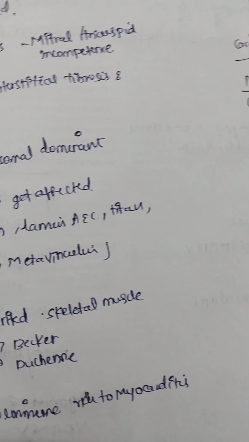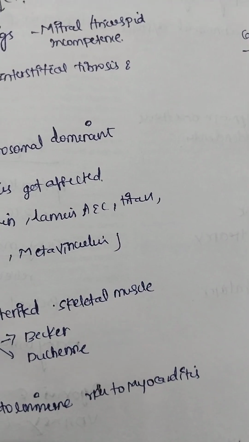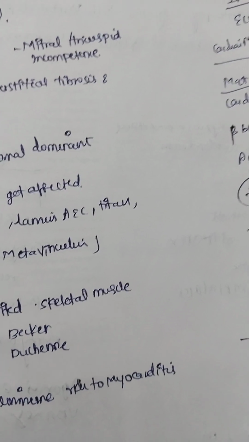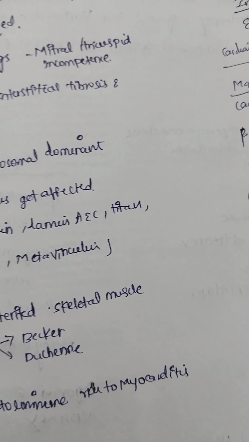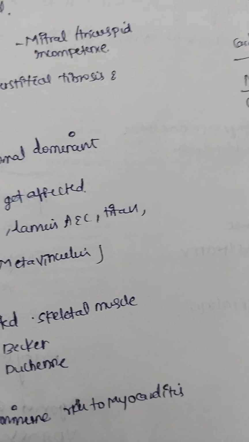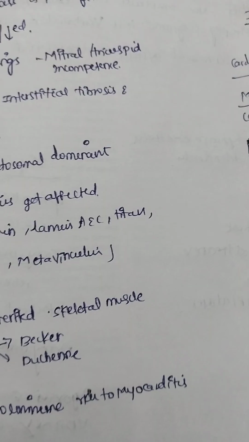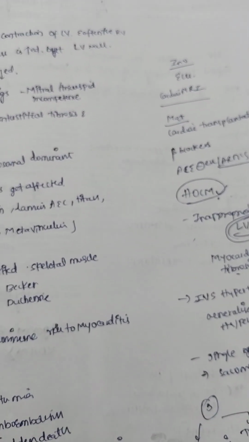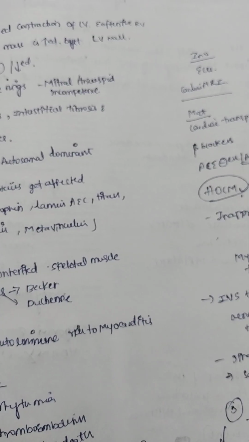And then in HOCM we'll have a jerky pulse. Okay, a jerky pulse will be seen. And what murmur would you suspect? A mid systolic murmur at the base, and a pan systolic murmur will be seen at the apex. Mid systolic at the base and pan systolic at the apex, right?